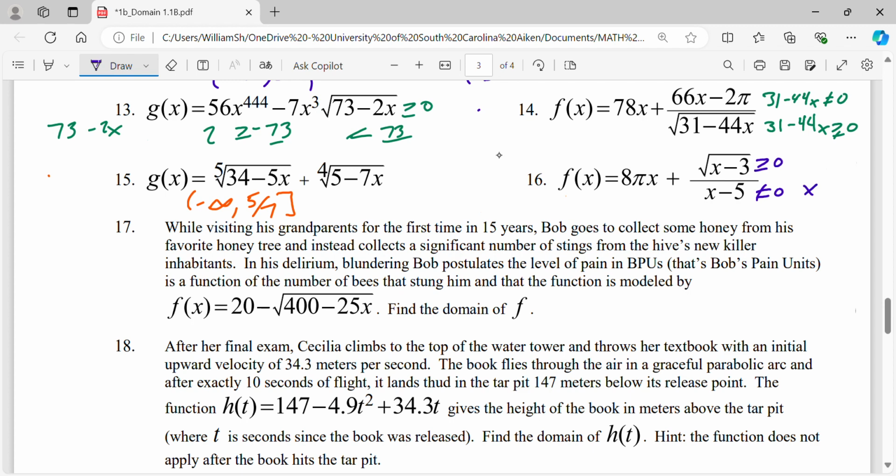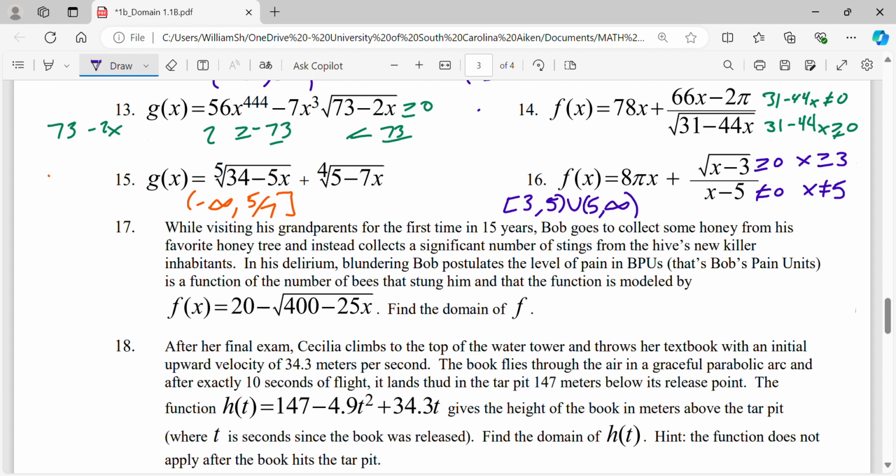The bottom restriction lets me know that x cannot be equal to 5. The top restriction here lets me know that x has to be greater than or equal to 3. Which means I'm going to start at 3. So bracket 3, go up to 5, parentheses, union that with 5 to infinity. And I'm done.